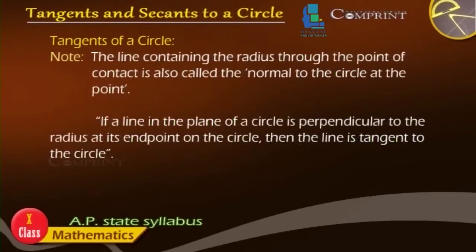Note: the line containing the radius through the point of contact is also called the normal to the circle at the point. If a line in the plane of a circle is perpendicular to the radius at its end point on the circle, then the line is tangent to the circle.